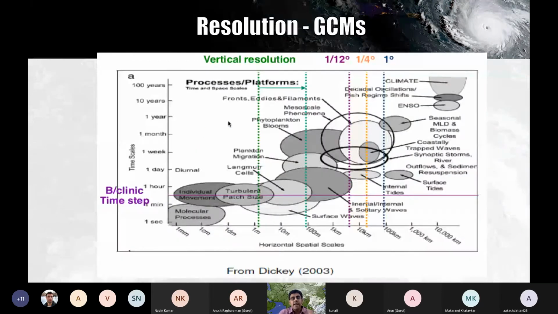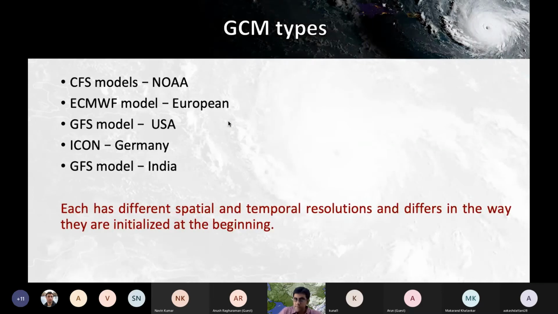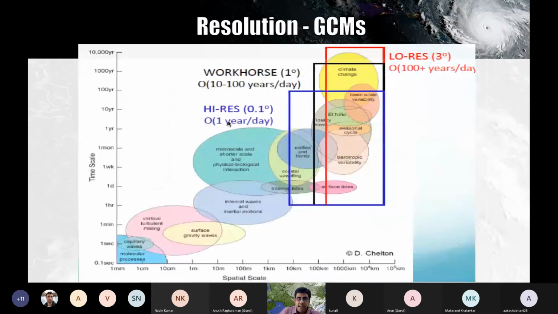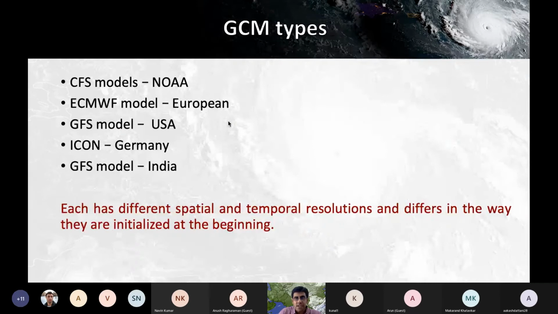For weather, we take lower resolution, okay, which is 0.1 degree approximately, and then we run the simulation and we get out the outputs. So there are different models: CFS, ECMWF, GFS, Icon, and GFS India. Okay, these are the 5 different models. There is also UK Met, but I'm not going to talk about that. But these are the 5 different models which are widely used. So what is the difference between each of them?